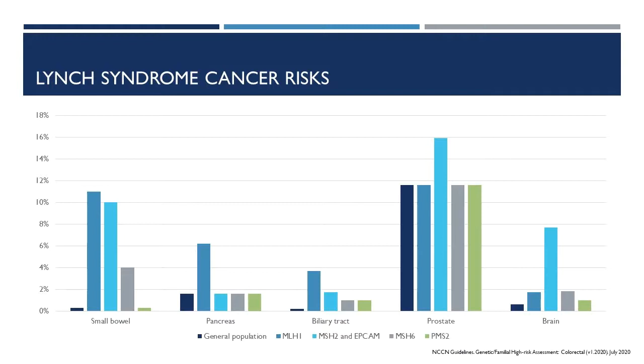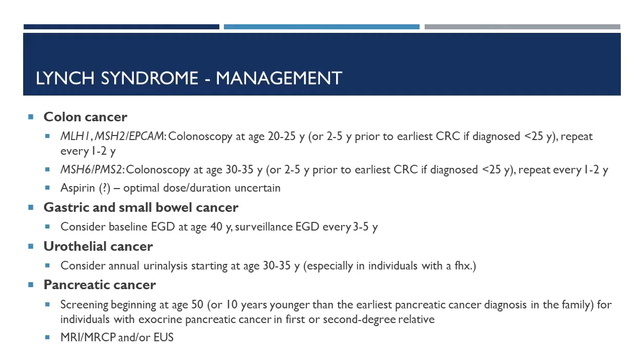The following two slides summarize the NCCN guidelines for Lynch syndrome surveillance and management. Recommendations vary by gene. Early and more frequent colonoscopy surveillance is recommended beginning at age 20 to 25 for individuals with mutations in MLH1, MSH2 and EpCAM, and age 30 to 35 for individuals with MSH6 and PMS2 mutations, and repeating every 1 to 2 years. Age to initiate colonoscopy may be modified if there is a family history of colorectal cancer earlier than the recommended age to begin surveillance.